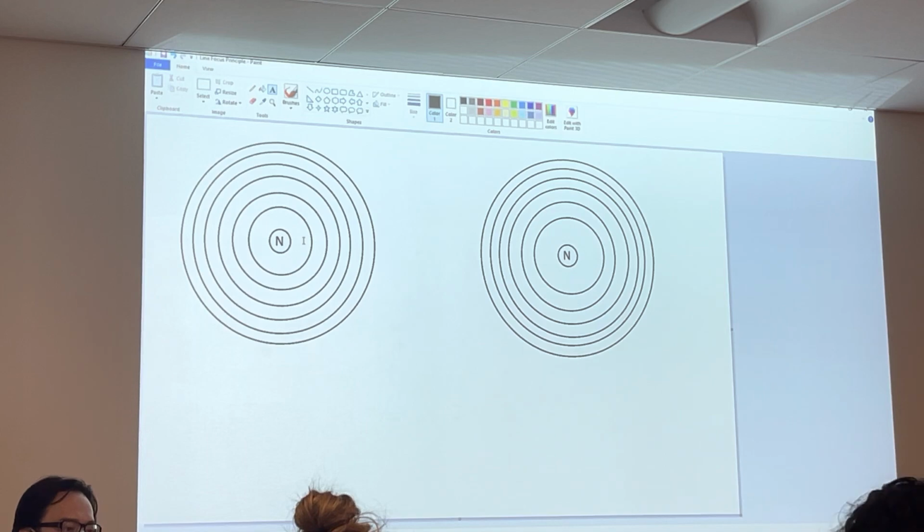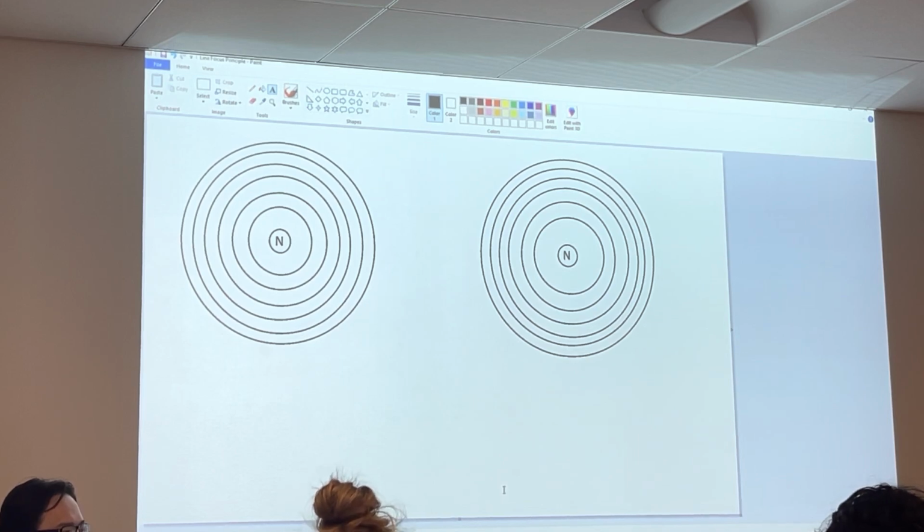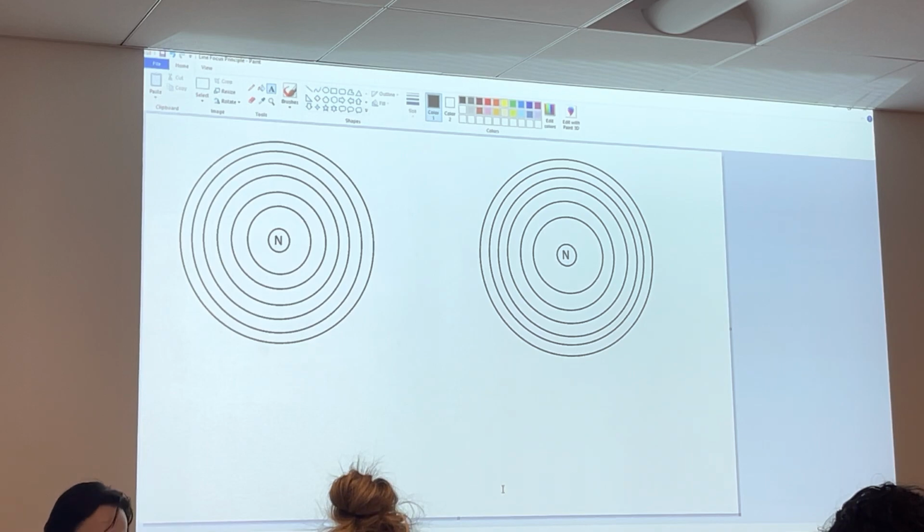And so these were shells, you said. What kind of shells? Electron shells. Electron shells, great. Do they have names? Yes, K, L, M, N, O, P. So what letter do we start with, guys? K. Very good.